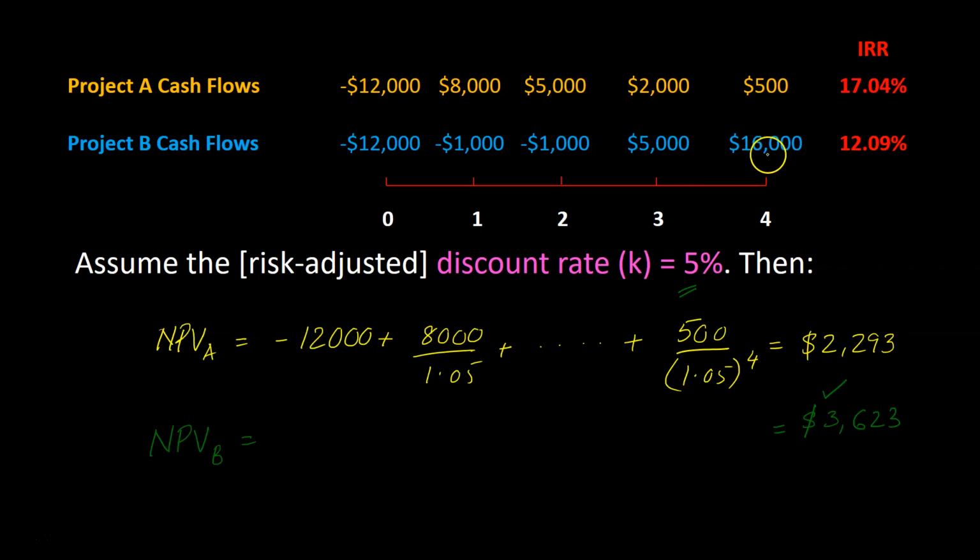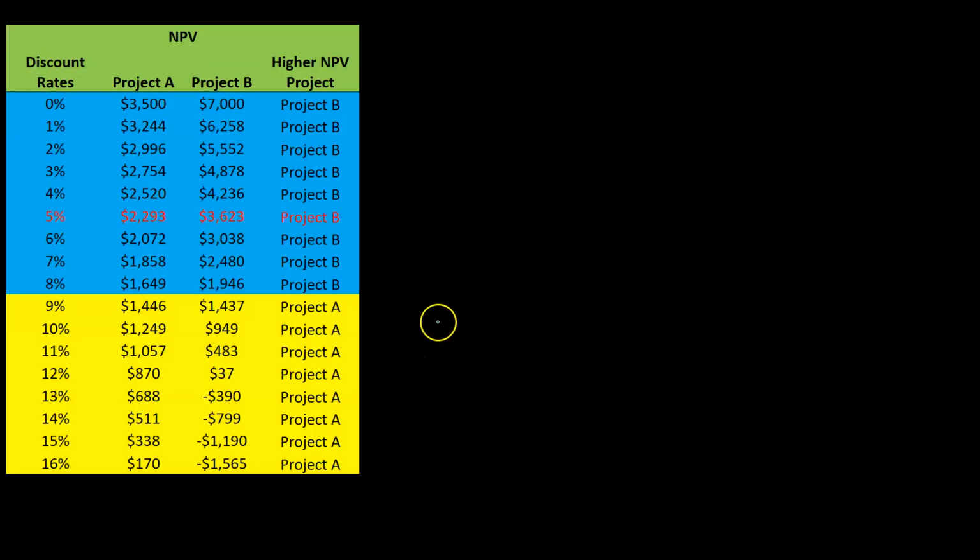even if it's much distant. It turns out that if your discount rate starts increasing, eventually the NPV of A will become higher. In fact, here's a table to show you exactly what's going on. If I show you what the NPV of project A and B are for different discount rates, it turns out that for rather low discount rates, like 5%, NPV of B is more than the NPV of A. So 3623 is more than 2293. Even if the discount rate were 6%, 7%, 8%, which are still rather low numbers, we would find that project B is more valuable than project A.